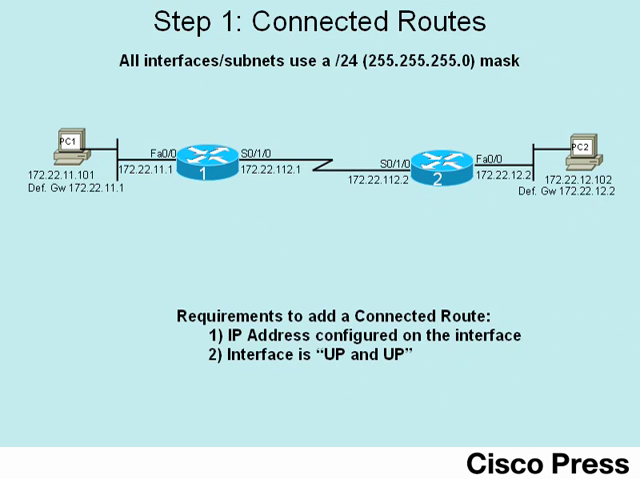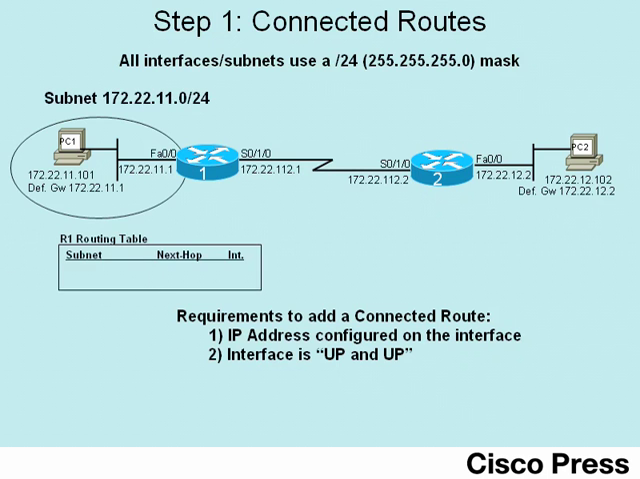So once the interface has an IP address and it's up and working, then the router adds a route for that connected subnet. For instance, here on router 1, notice it's got a subnet on the left on its LAN, subnet 172.22.11.0, or subnet 11 for short. So as soon as that interface is up, after being configured with the IP address shown there, R1 adds a connected route for subnet 11 and lists that off its FA00 interface, as you see there in the routing table.